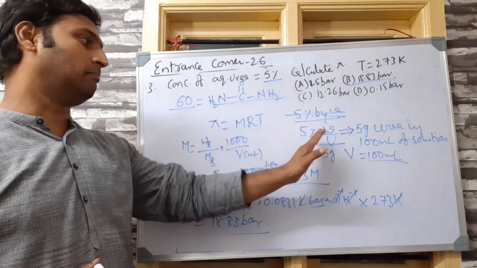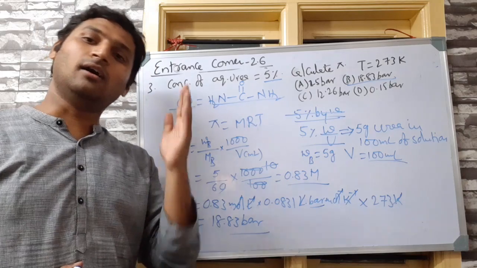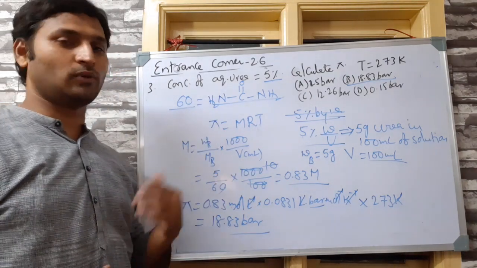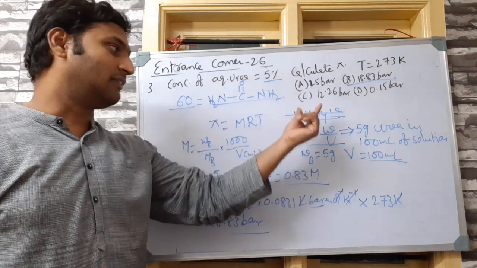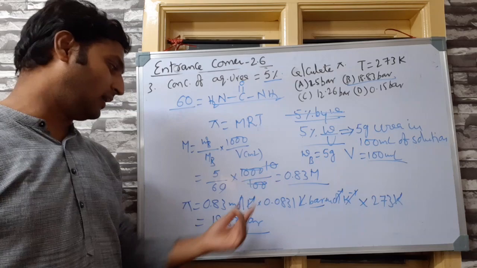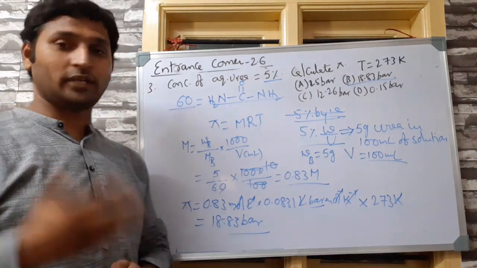The only thing is, from percentage by mass you got molarity, so it's indirectly again a concentration terms based question, because calculating osmotic pressure was very easy later. So he has given you percentage weight by volume, you converted percentage weight by volume to molarity, then substituted and got your answer. Okay, let's go to question number 4.